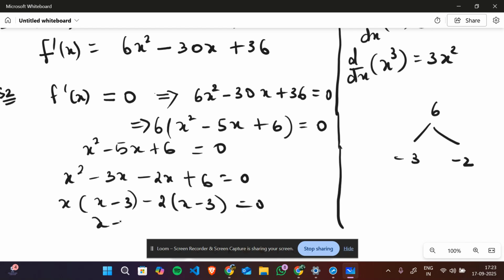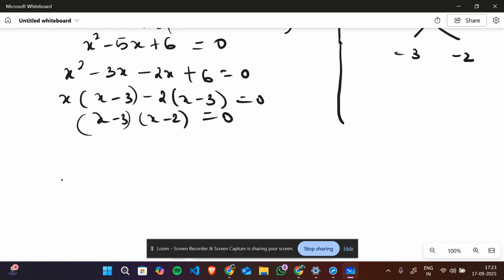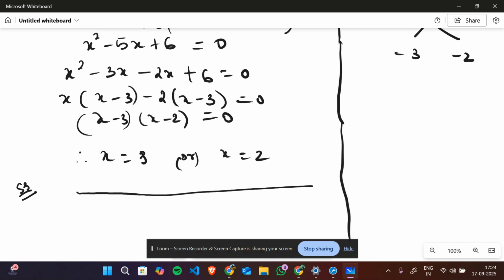Now, what is step 3? After finding the critical points, how do we find the intervals for which f of x is increasing or decreasing? For that, let's draw the number line, minus infinity to infinity. Plot the values on the number line in order. First 2 will come, next 3 will come. Now, the critical points 2 and 3 divide the number line into 3 disjoint parts. Now let us see in which part f dash of x is negative and in which part f dash of x is positive.